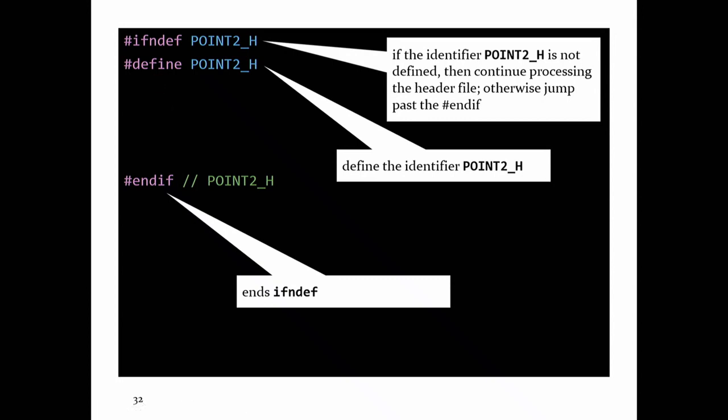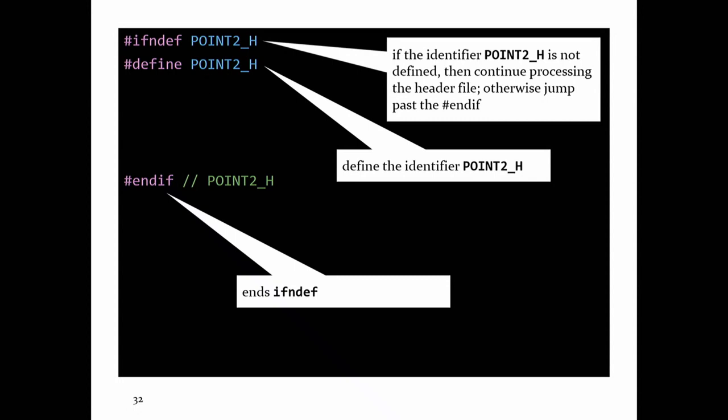So the very first thing we're going to do is define point2_h. This just declares a name, point2_h, that the preprocessor is now aware of. So if the preprocessor has not seen point2_h, define point2_h. The next time someone includes this header file, the contents of the header file will not be inserted into the program. This is called the header guard. It ensures that the header file is only ever included once into your compiled program.